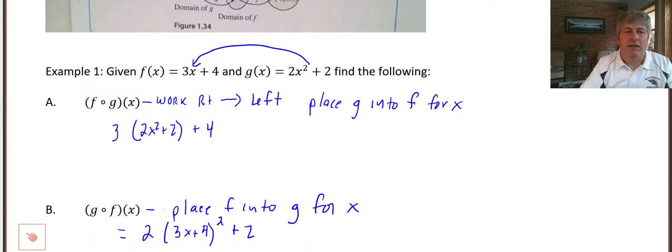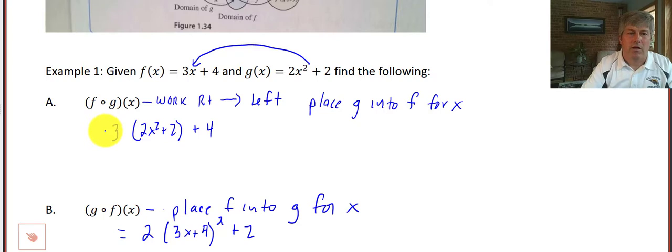So, given our two functions, f and g of x, find the following. Find f of g of x. So we're going to work from right to left here. They're saying put g into f. So we're going to place g into f for x. So we're going to take our g function, 2x squared plus 2, and we're going to put it into the f function for x.